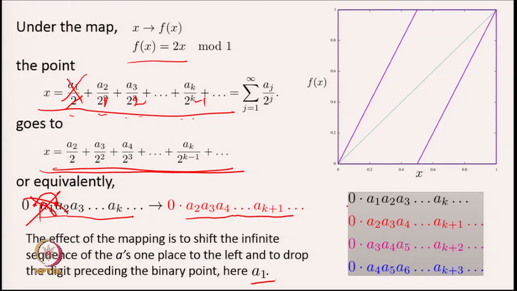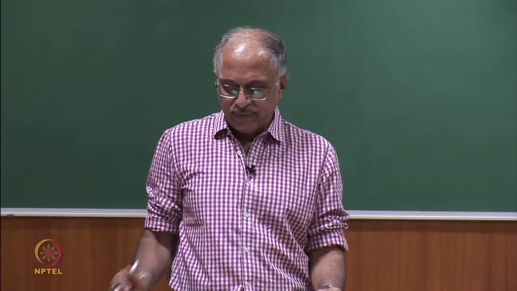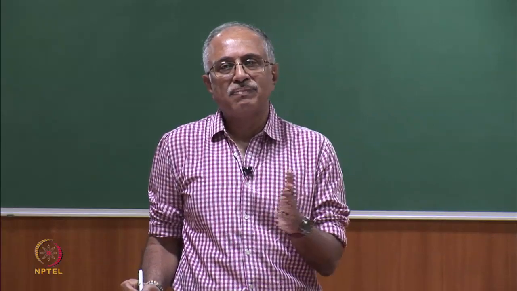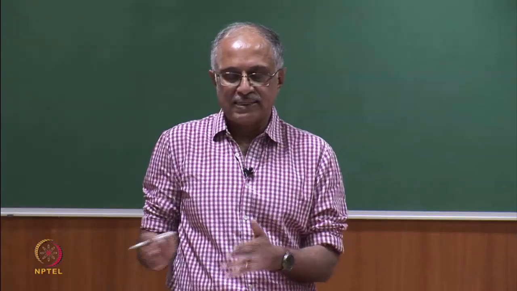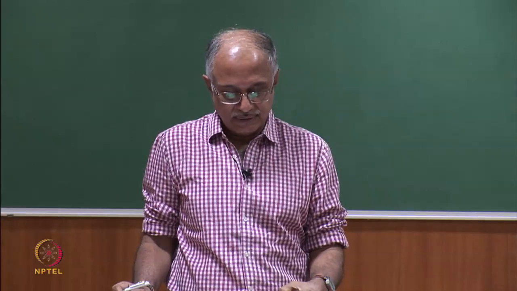Likewise, what I have just discussed is this first transformation. At the next instant, I take this entire sequence, shift it one place to the left and drop a2. Again over here, I shift it and drop a3, and so on and so forth. This is why this particular map is called the bit shift operator, because the symbols a1, a2, a3, etc. are either 0 or 1. They can only take two values. And the effect of the map is to basically shift by one place to the left, and to drop the leading symbol.